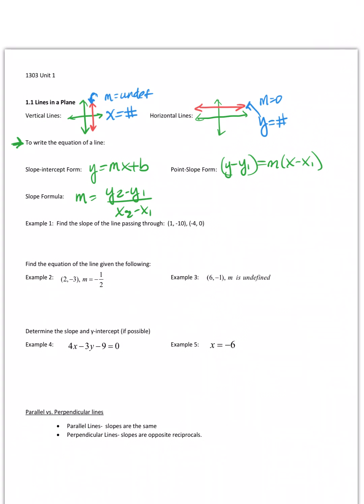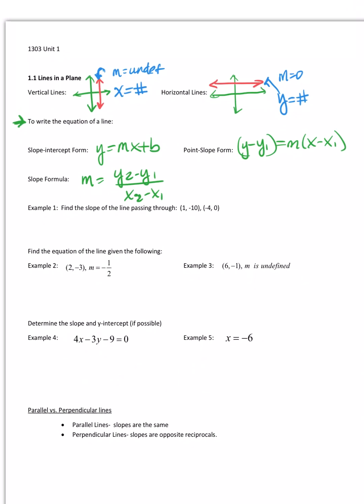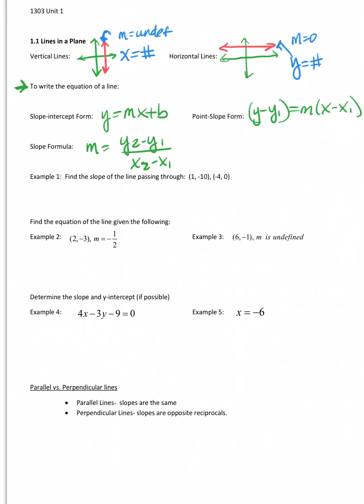Now let's try one of these. Number 1, find the slope of the line passing through these 2 points. So x1, y1, x2, y2. Label your values. So m will equal 0 minus a negative 10 will be plus 10, and then negative 4 minus 1. So this would be 10 over negative 5. So that would give me a slope of negative 2.